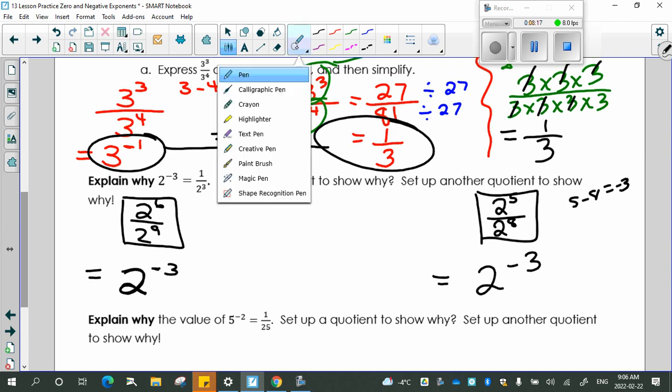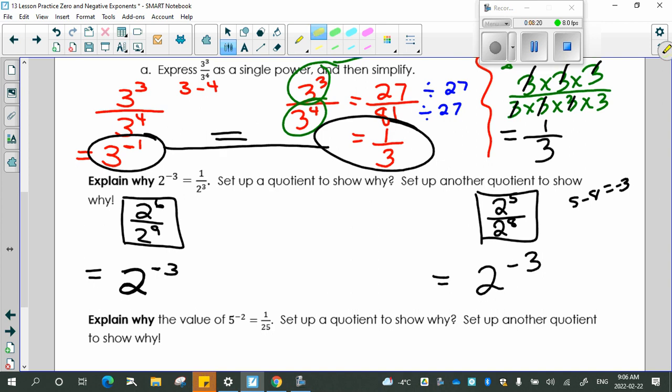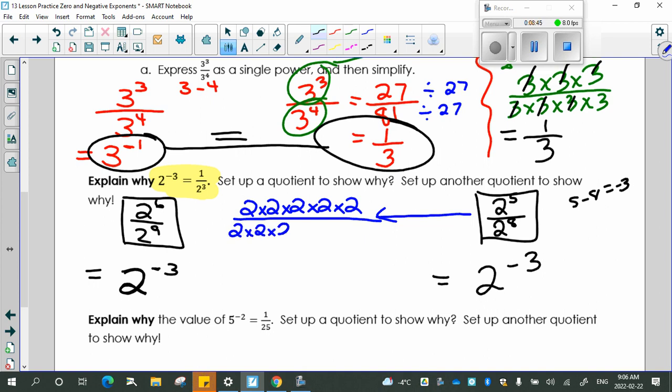But it says we want to know why it is 1 over 2 to the positive 3. So we've got to the 2 to the negative 3 part, but we haven't shown why it's the same as 1 over 2 to the positive 3. So we can take either of these guys to show that. I'll take Josh's here. So 2 times 2 times 2 times 2 times 2 on the top, and then 8 times on the bottom. 1, 2, 3, 4, 5, 6, 7, 8.